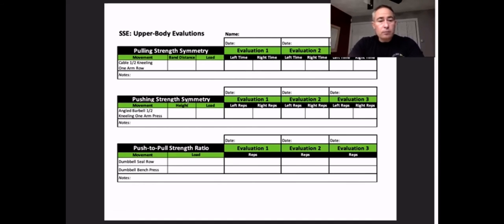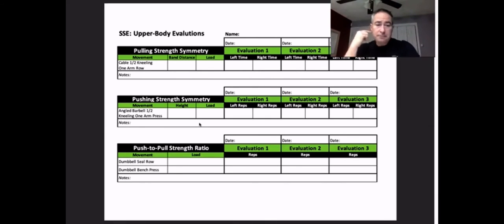So now, for our push to pull strength ratio, obviously this is a bonus one. You wouldn't really mess with this until you've got the upper body strength symmetry from left to right within baseline. But from here, you just measure the load that you're using, and you really don't have to record it twice, because if you're using it for seal rows, you're going to use it for a dumbbell bench press. So you just write the load in there, and then you record where your reps are. That one's as straightforward as it gets.